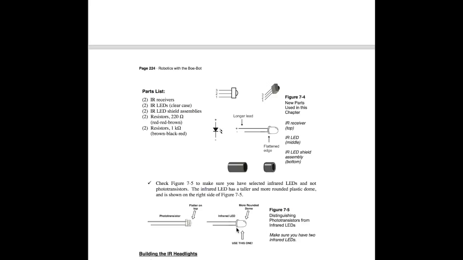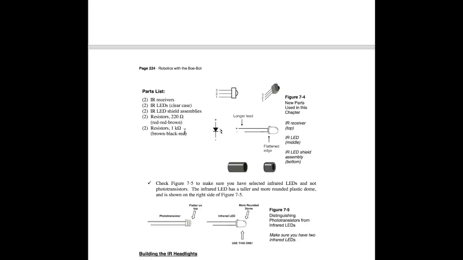We'll look for the two things that will look clear like an LED and not colored, which are going to be the infrared LED and the phototransistor. The phototransistor is a little more rounded, or a little flatter on the top, and the infrared is a little bit more bulbous, a more rounded dome. So we just got to make sure we get that right.